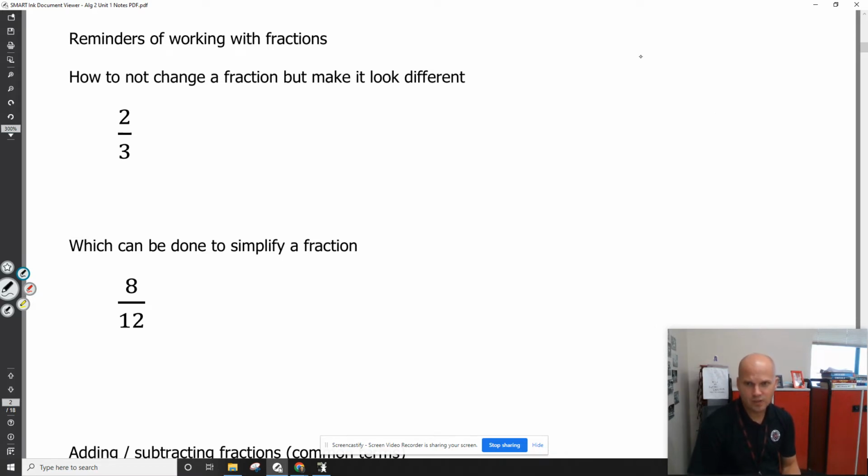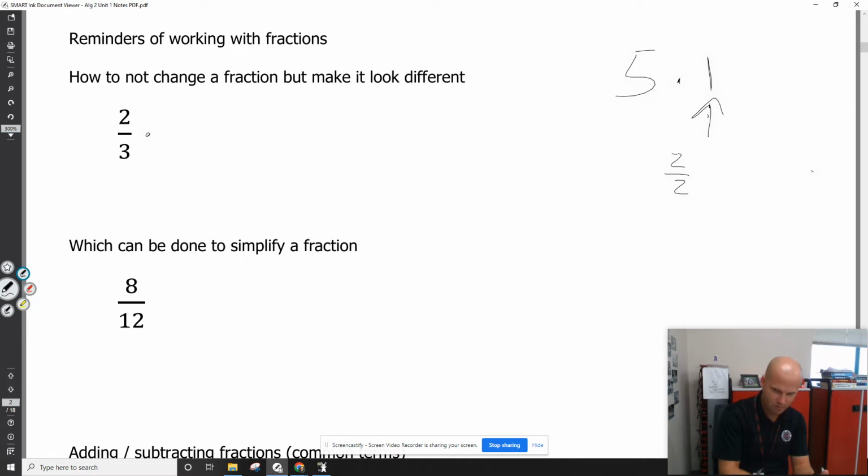Just understand that if you take any number and multiply it by 1, it's not going to change it. Multiplying something by 1, I have like one group of 5, it's 5. If I have one group of 2/3, it's 2/3. But understand that 1 has many different appearances. 1 can look like this fraction, 2 halves. 1/2 is half of a pizza. 2 halves is a full pizza. It's 1.